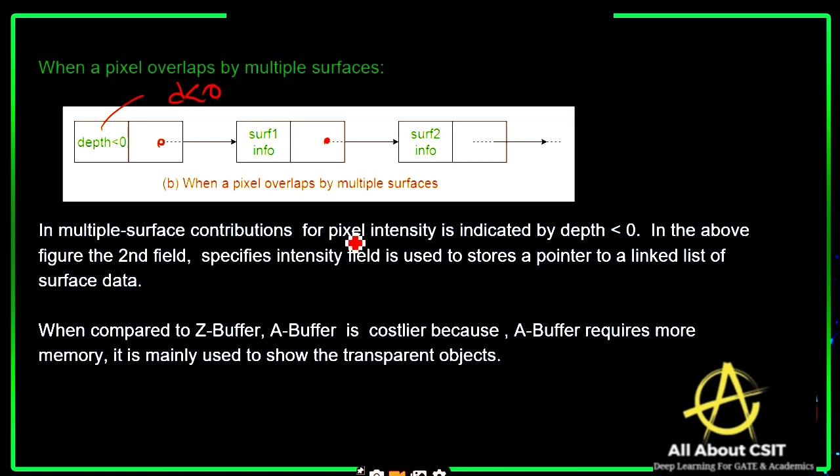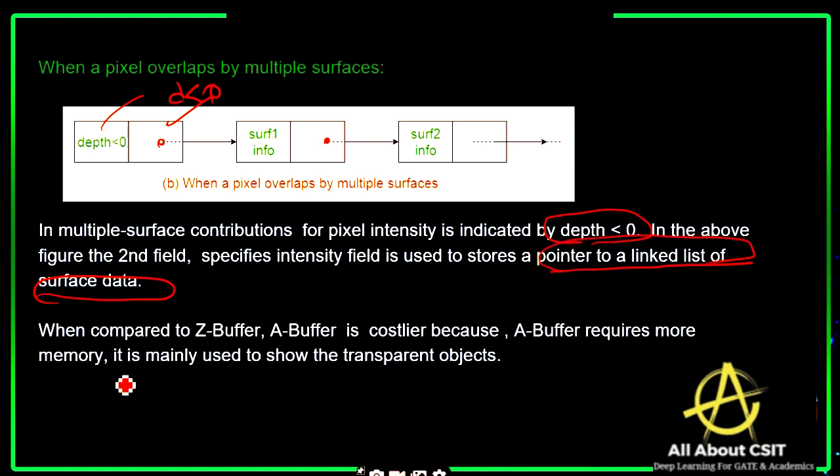In multiple surface, the contribution for pixel intensity is indicated by depth less than 0. So in the above figure, the second field, the intensity field, is used to store the pointer to a linked list of surface data.